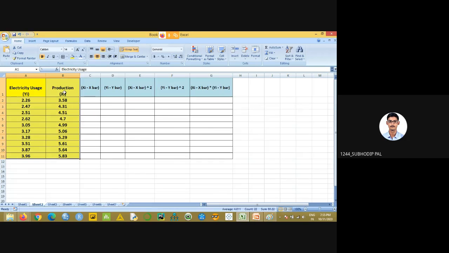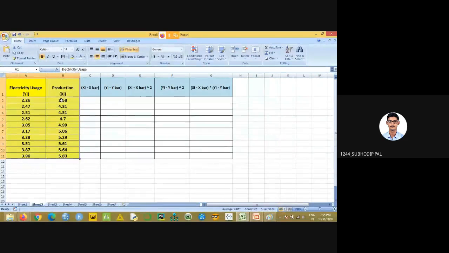Electricity is the dependent variable and production is the independent variable. Electricity usage depends on the production. If production is high, electricity will be high. Oh, that way. Okay. Sorry, I didn't get it the first time.